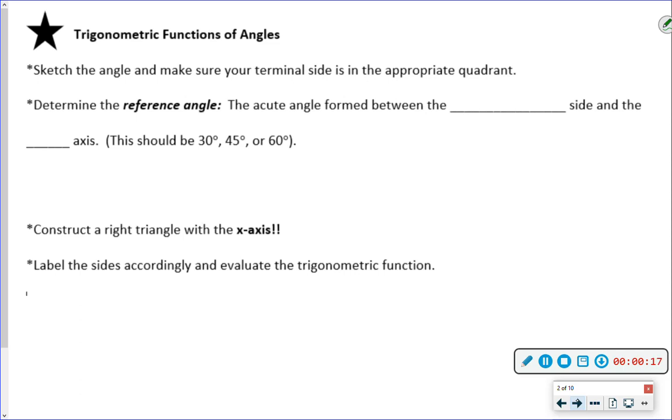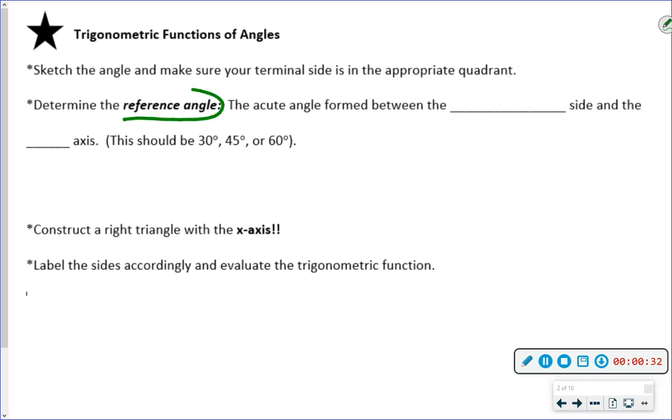So to do these, we're going to sketch our angle, like the very first section, so good review, thinking about our quiz coming up. I'm going to draw the angle, make sure it lands in the correct quadrant. That's nothing exciting. We're going to determine our reference angle.